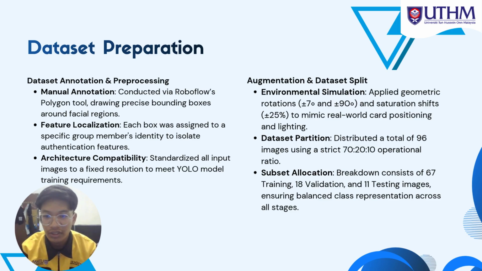For our dataset split, we maintain a total of 96 images split using a strict 70-20-10 ratio, resulting in 67 training, 80 validation, and 11 testing images for a perfectly balanced class representation.